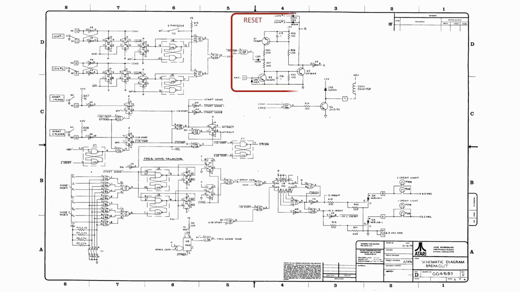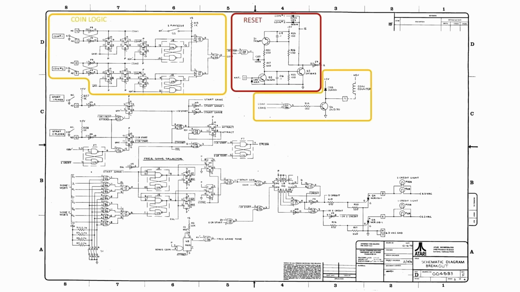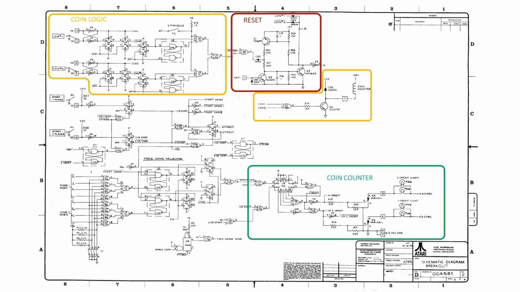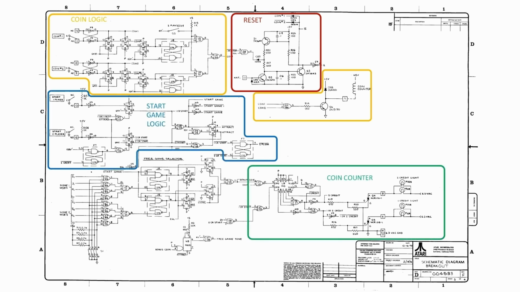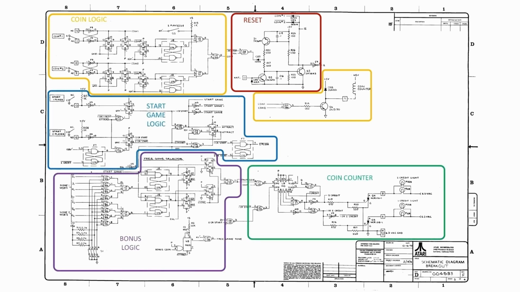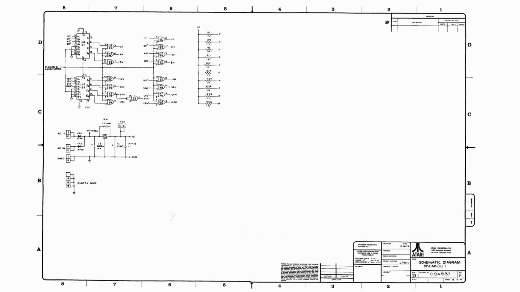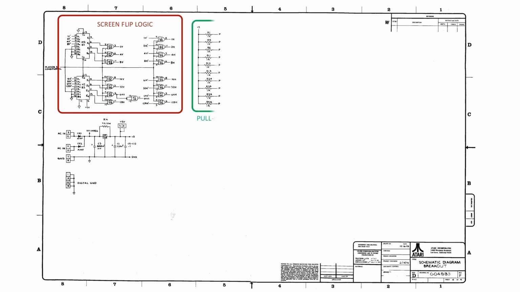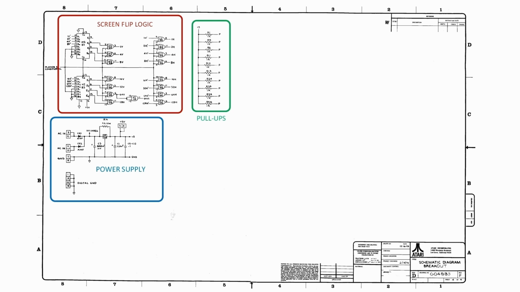For sheet 3, we've got the reset logic. We've got coin logic. Then there's the coin counter, start game logic, and bonus logic or free game selector. On the final page, we have the screen flip logic, and this is for player 2 in cocktail mode. We've got these pull-ups, and finally we've got the power supply.